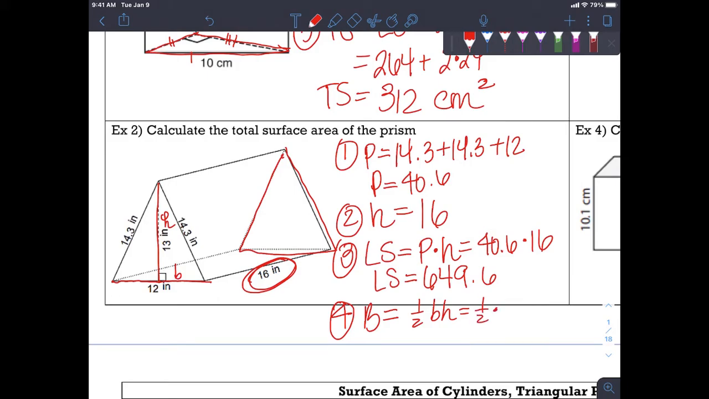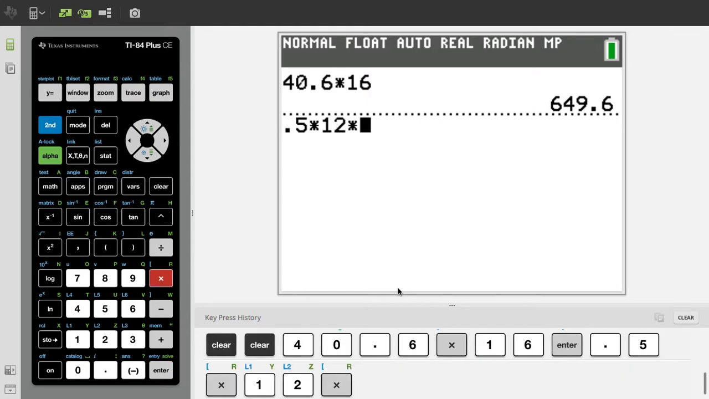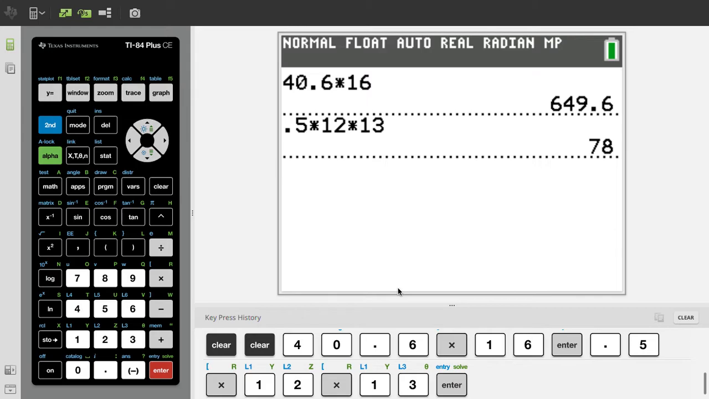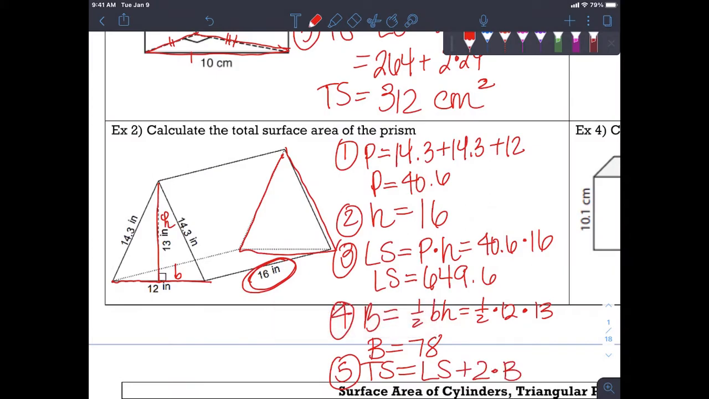So 1/2 times 12 times 13. So I'll drop that in my calculator. And I end up with 78 for my area of my base. Now I can go ahead and go to my final step. Total surface area is going to be equal to my lateral surface plus 2 times the area of my base. And I'll scooch this over just so we'll have a little bit more room to work.